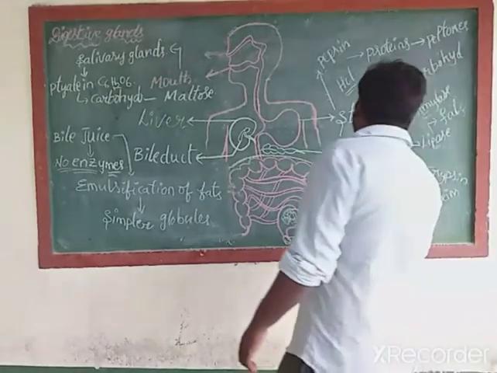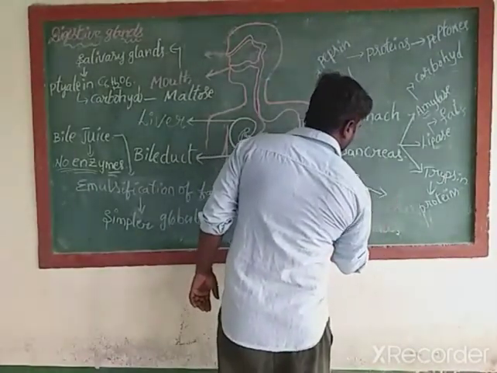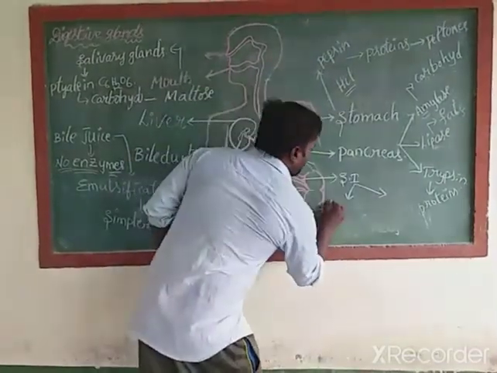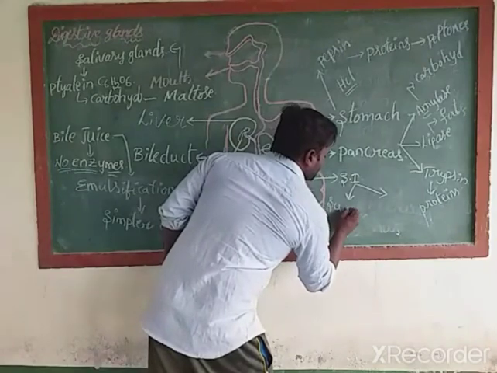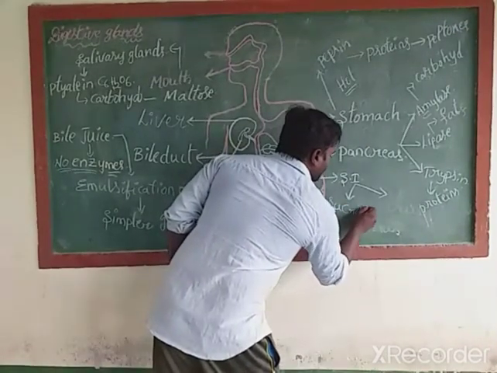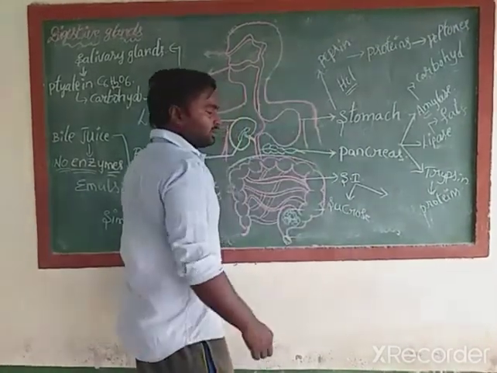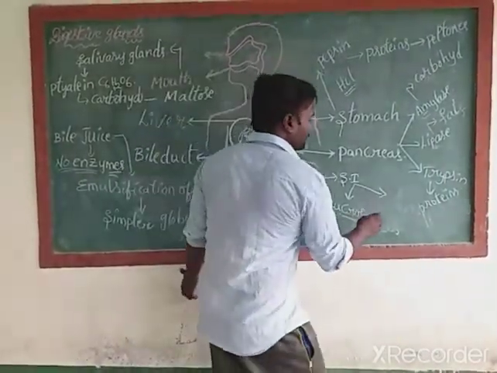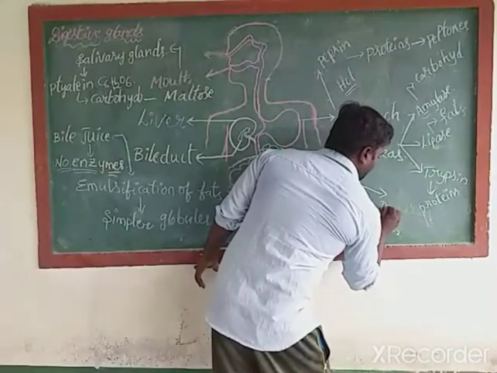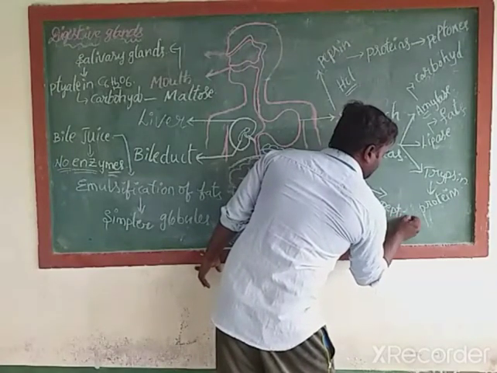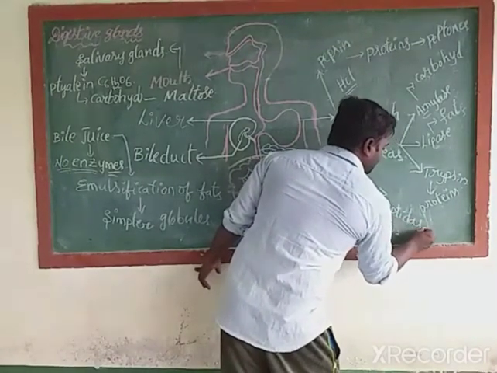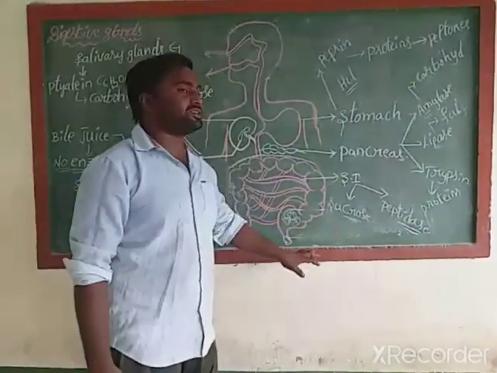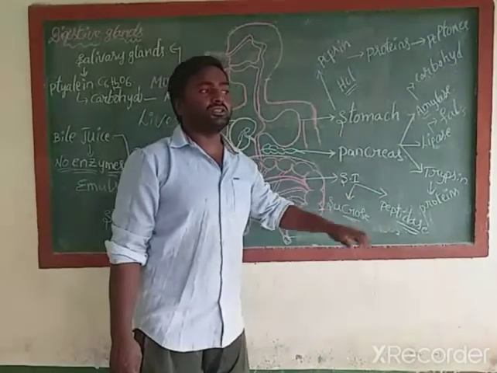Next, the small intestine. The small intestine releases mainly two substances. One is sucrase, also called cane sugar digesting enzyme. The next one is peptidase. Two enzymes can be secreted by the small intestine: one is sucrase, the next one is peptidase.